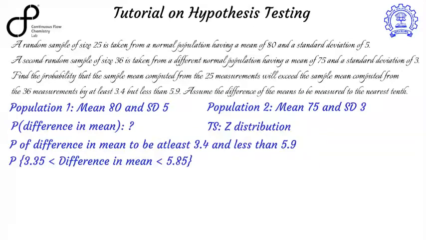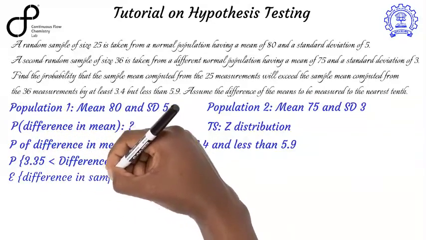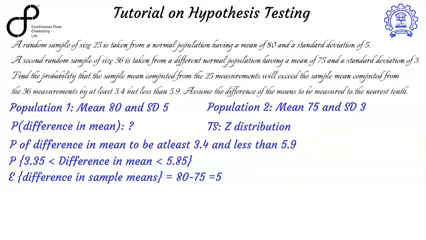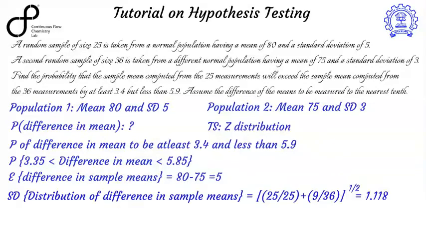Now, the expected value for the difference in sample means is equal to the difference in population means. This value comes out to be 5. The standard deviation of the distribution of the difference in sample means can also be calculated using sample size, as shown here.